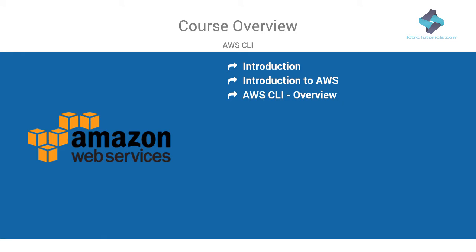In the next module, we will get an overview of AWS CLI with the understanding of different ways to install AWS CLI depending upon your operating system. Next, we will demonstrate how to set up and configure AWS CLI. Then we will get down and dirty and use AWS CLI to manage a whole bunch of AWS services.